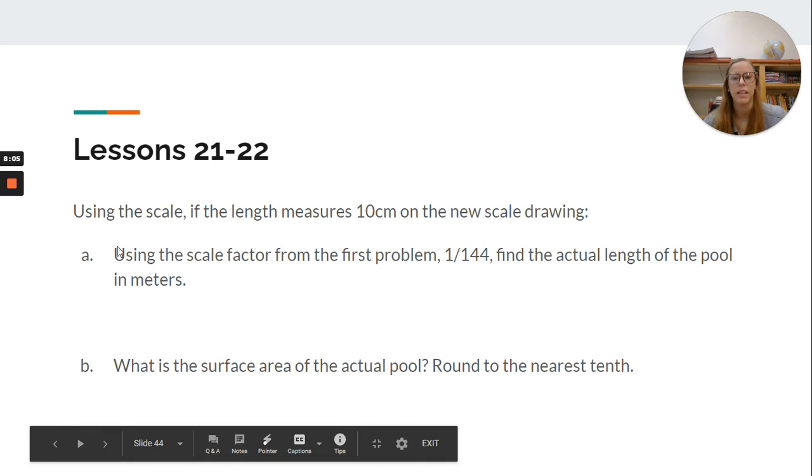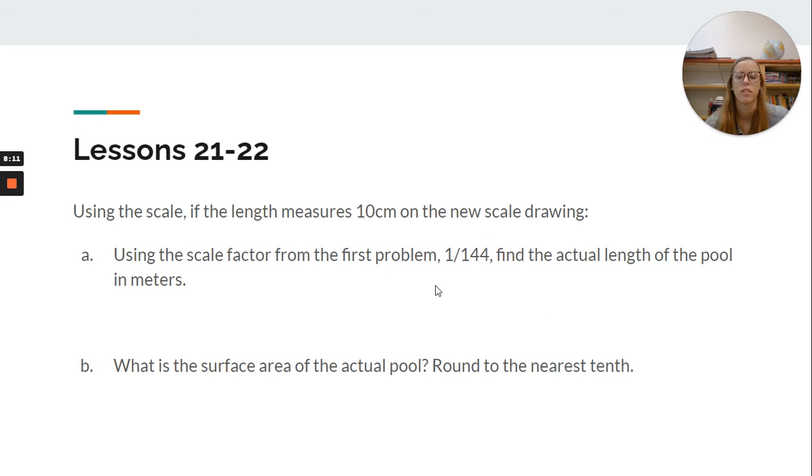Last one, because remember we skipped lesson 20. So we're using the scale from the first problem. Remember, this is from our examples. We're using a scale of 1 over 144 to find the actual length of the pool. The length measures 10 centimeters on the scale. So 10 centimeters to meters is 0.1. Divided by 1 over 144 is 14.40 meters.